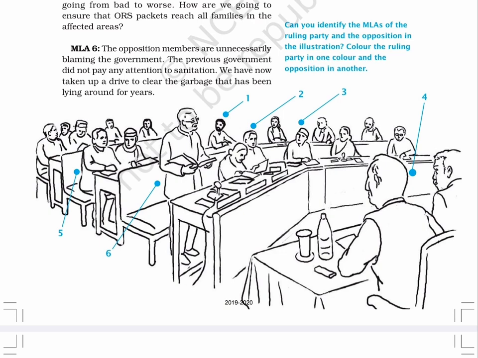There is a picture given here on page number 35 showing a legislative assembly where various MLAs are discussing different topics. Can you identify the MLAs of the ruling party and the opposition in the illustration? Color the ruling party in one color and the opposition in another.